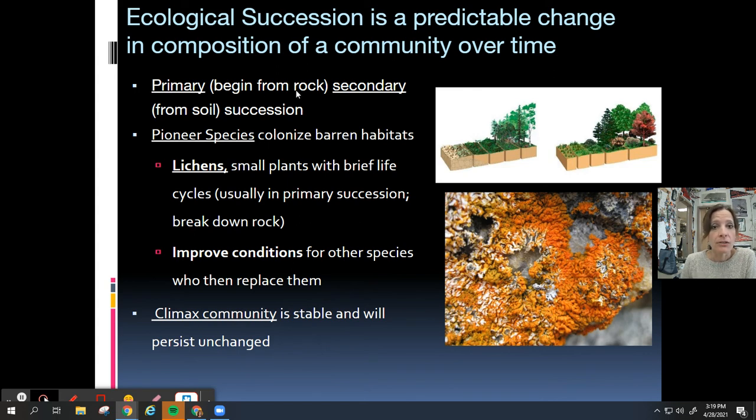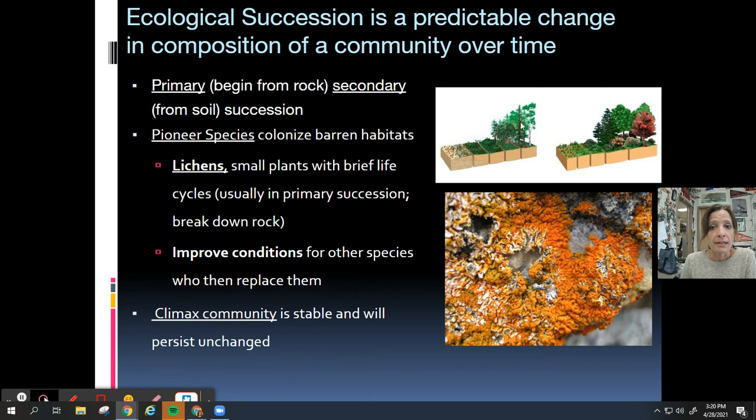So primary succession begins from rock, and that would be like volcanoes or glaciers, and then secondary succession would be when it's from soil. So that would be like clear cutting a farm or trees or forest, or a fire would be secondary succession, or a flood, anything that leaves the soil. And that would be an example over here.